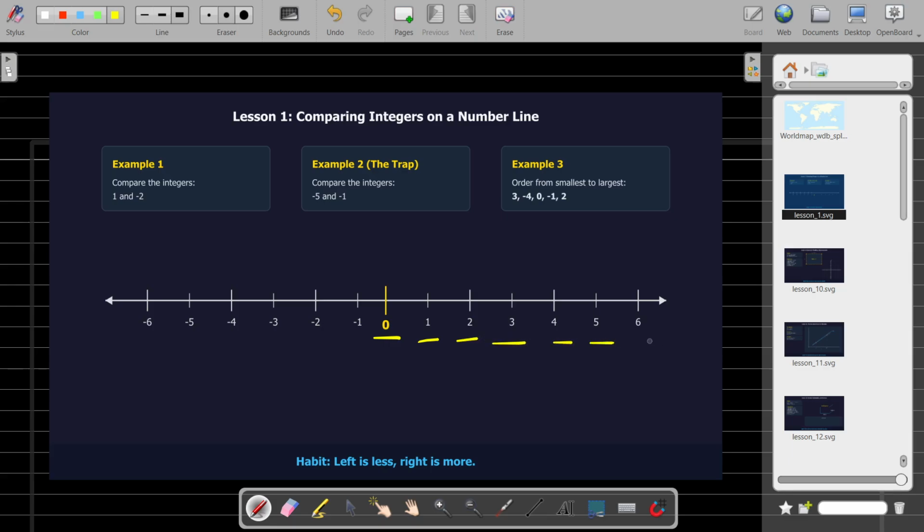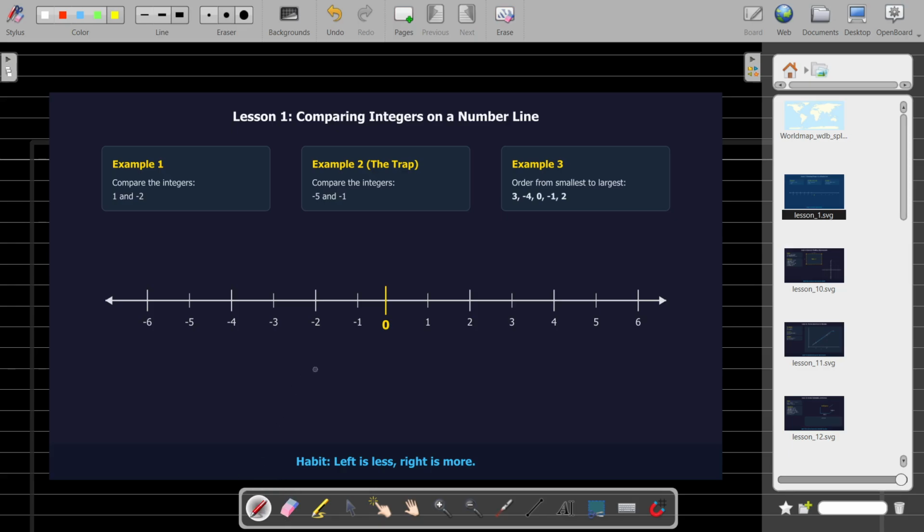These are our positive integers. Notice that we do not write a plus sign in front of them. We will just write something like 1, not plus 1 at all. So positive is the default here.